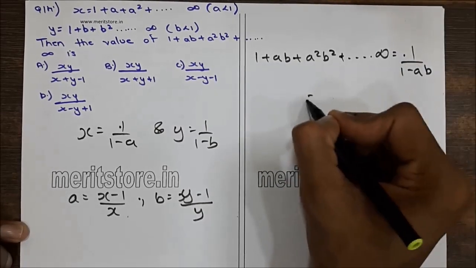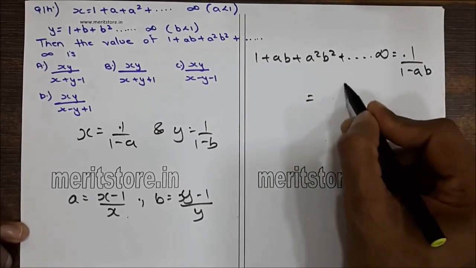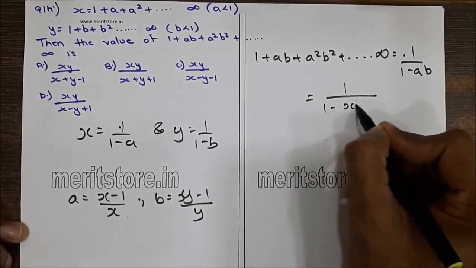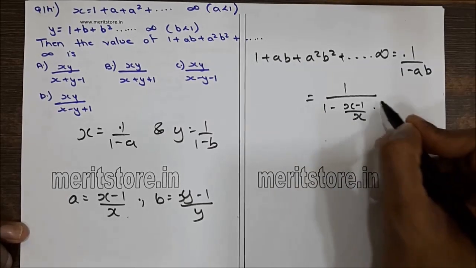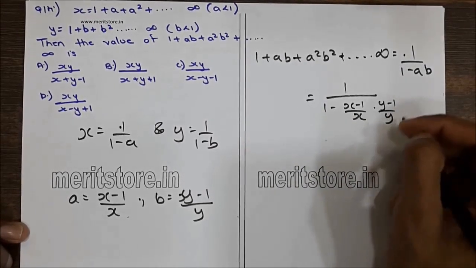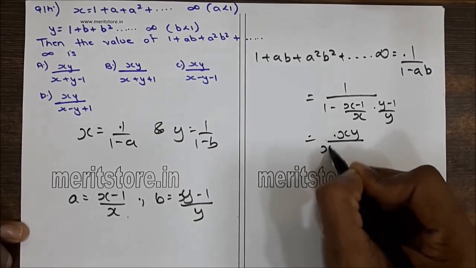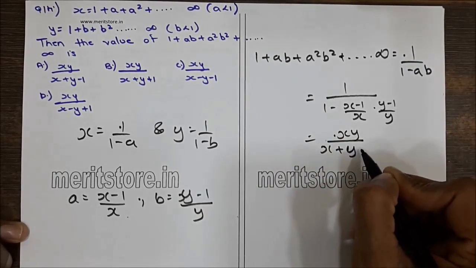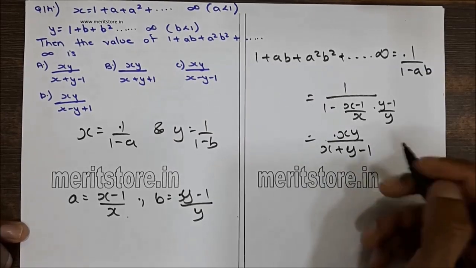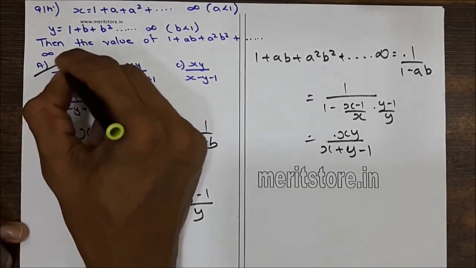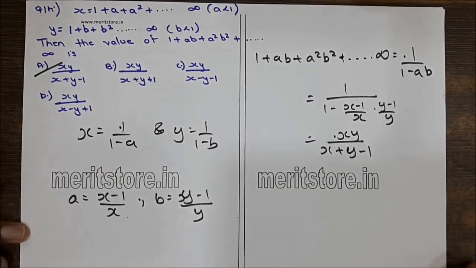So we substitute the values of a and b. So we get 1 / (1 − ((x − 1) / x) × ((y − 1) / y)). Further solving this, we get xy / (x + y − 1), which is our option A. Therefore, option A is the correct answer.